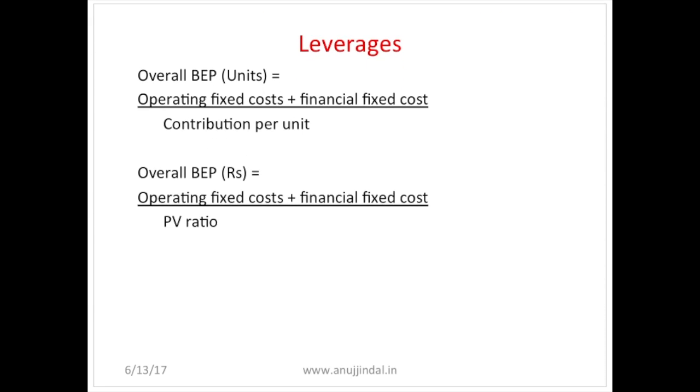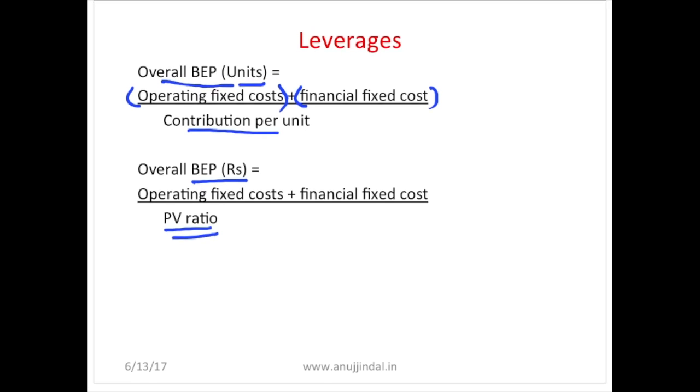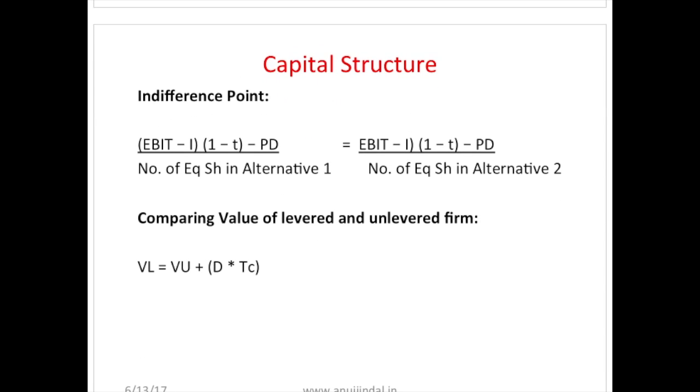Next is leverages for overall break-even point in terms of units. If you want to find out overall break-even point, then it's fixed cost for operating plus fixed cost for finance divided by contribution per unit. And overall break-even point in terms of rupees, if you want to find out, you divide it by PV ratio rather than dividing it by contribution per unit, just like you did in the case of operating break-even point in terms of rupees.